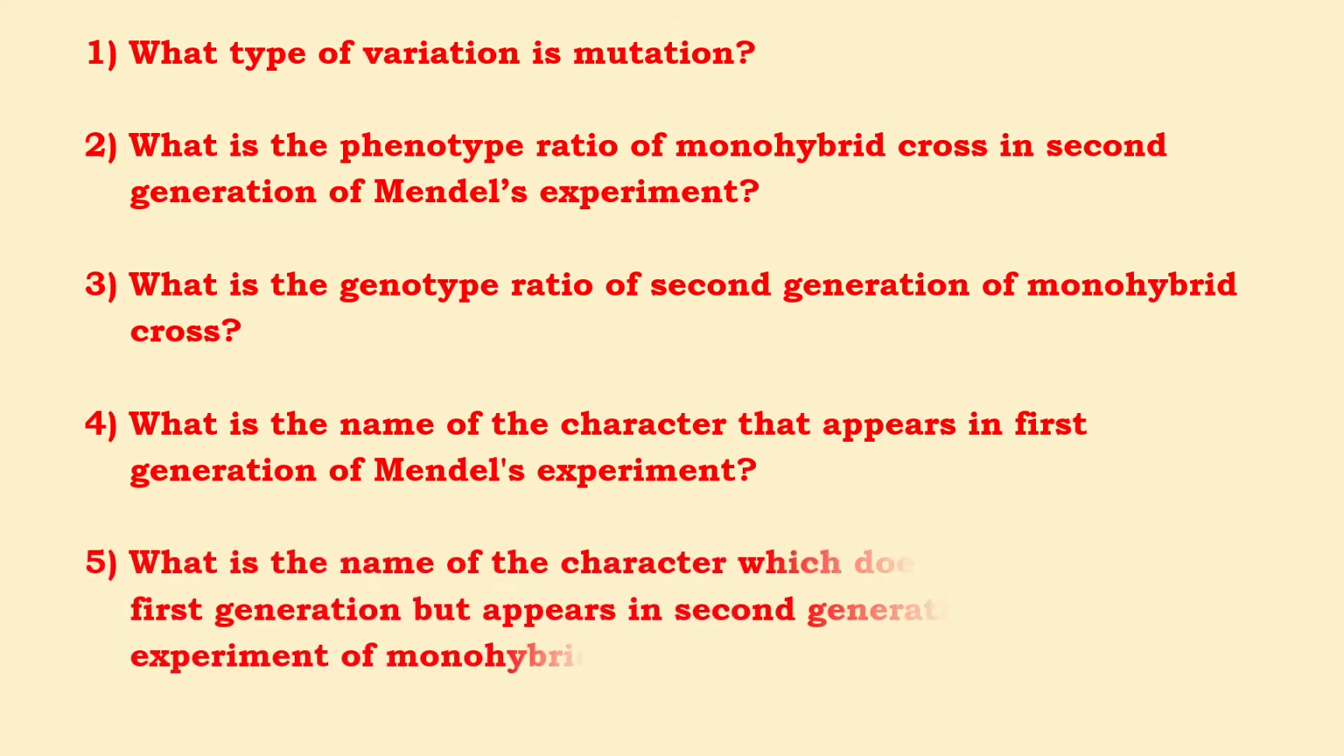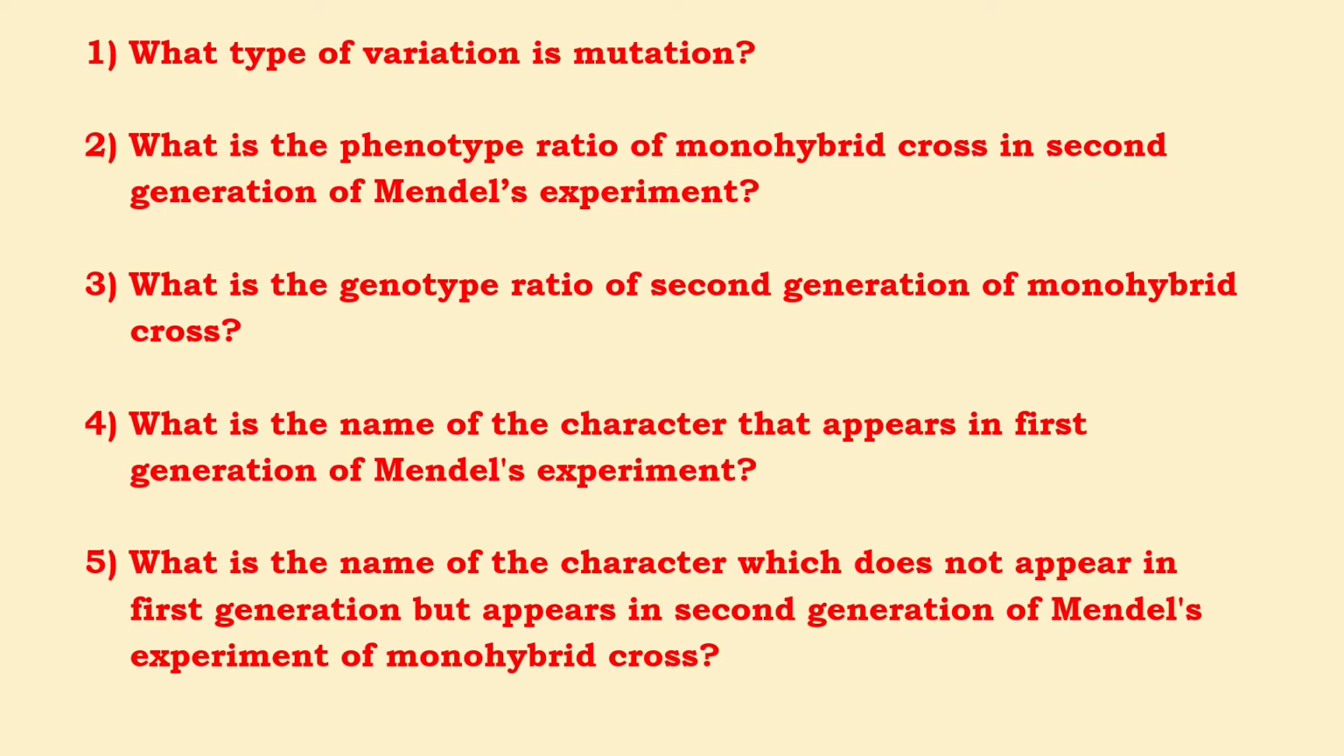Next is, what is the name of the character which does not appear in the first generation but appears in the second generation of Mendel's experiment of monohybrid cross? Many questions are related to Mendel's experiment. Mendel is called the father of heredity. That's why he is important in terms of heredity.